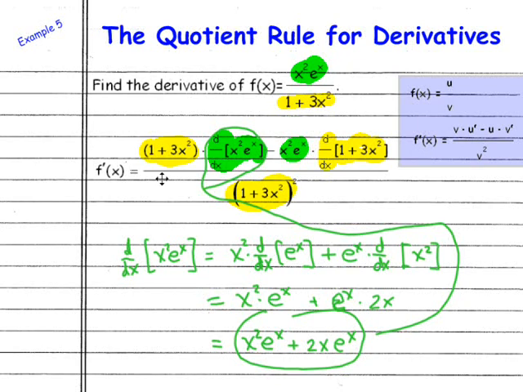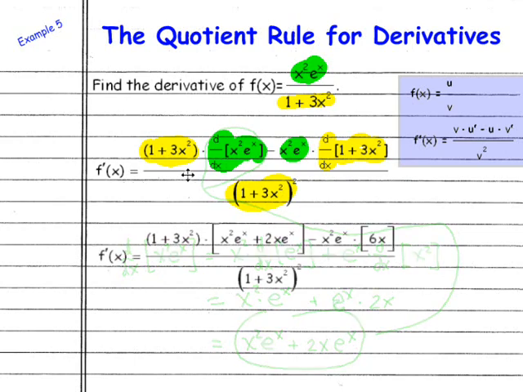Okay, now that we've calculated this derivative, we're ready to actually replace it with x squared e to the x plus 2x e to the x. And of course we can calculate this derivative to be 6x. So as we rewrite our derivative, we've put the resulting derivative using the product rule here. And of course this derivative is easy for us to do. We simply get 6x.